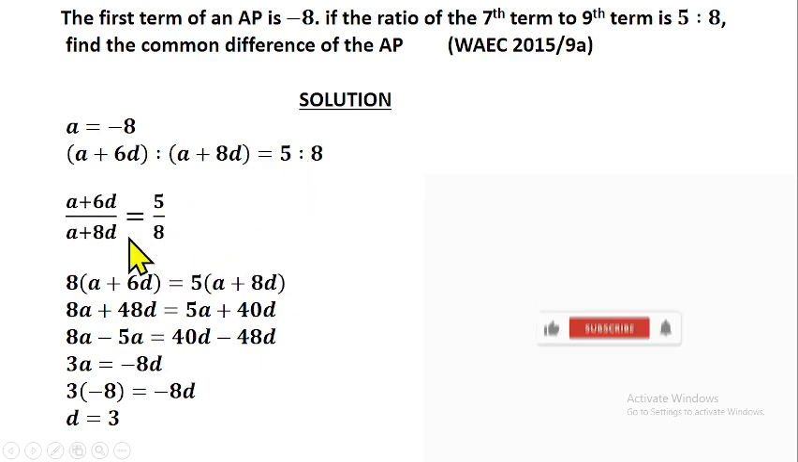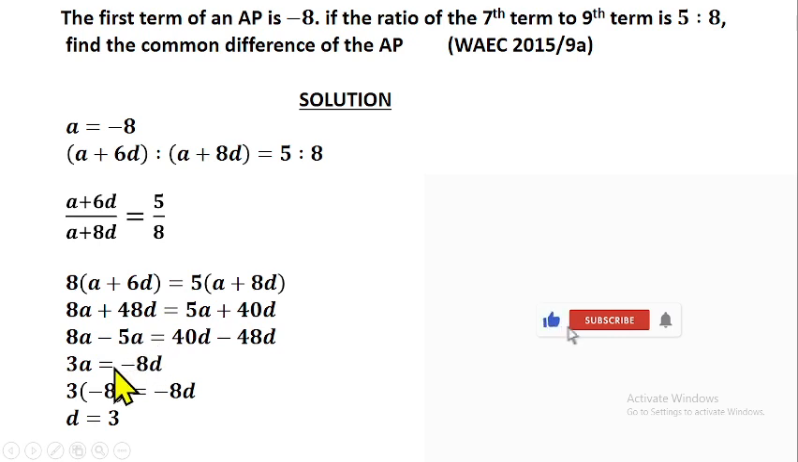Then from there you can collect like terms. Also, you can cross multiply rather. 8 will multiply this, then 5 will multiply this. So we have 8 into (A + 6D) equals 5 into (A + 8D). If you open the brackets, we have 8A + 48D equals 5A + 40D. You can collect like terms from there.